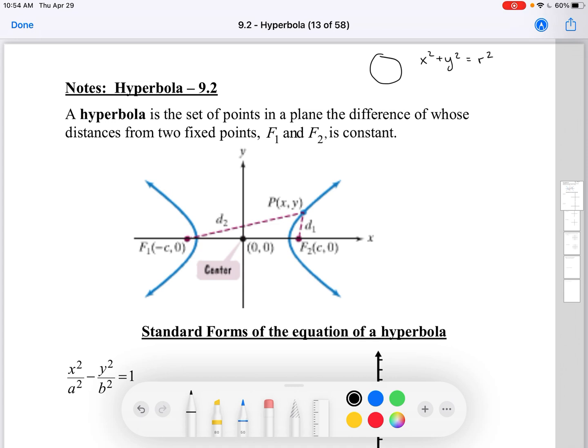Key features of the circle: both x and y are getting squared. They are getting added together. There are no fractions involved, and it equals a perfect radius squared every time.